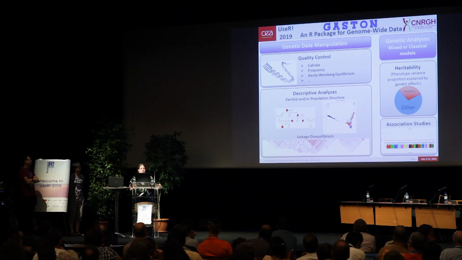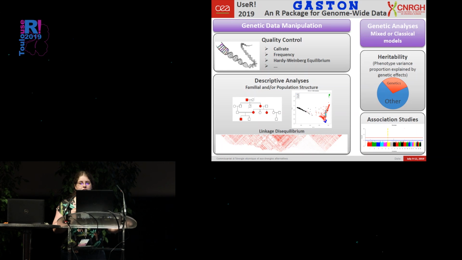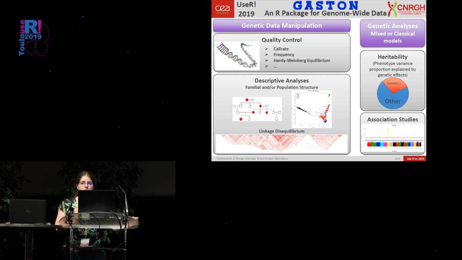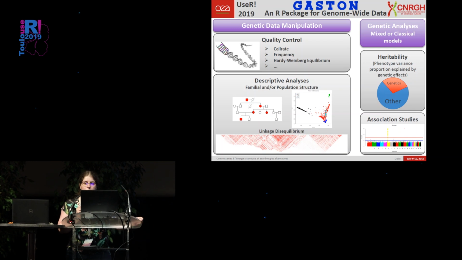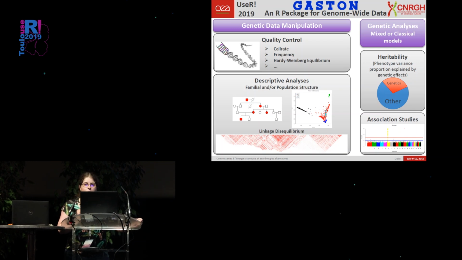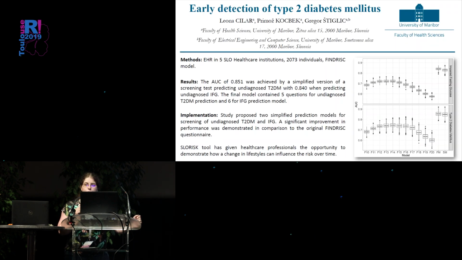R package Gaston includes function for quality control of genetic data and also a descriptive analysis. It also includes function for heritability and association analysis based on mixed models. And moreover, R package extension are available for other analysis as gene environment studies, for example.